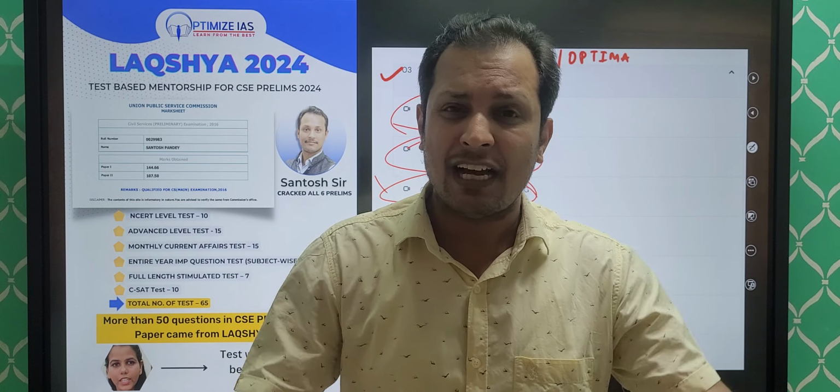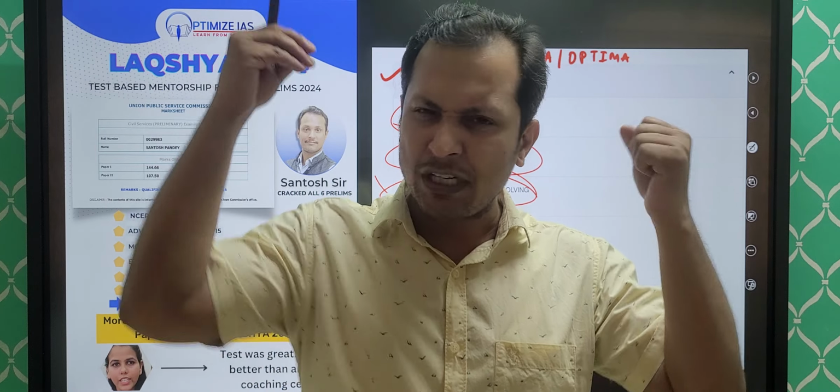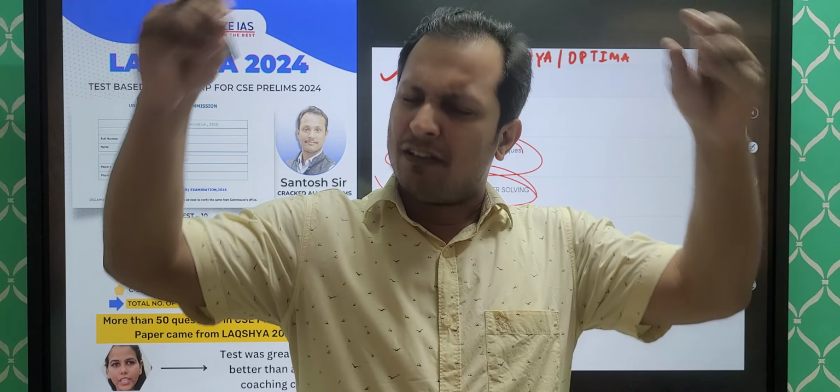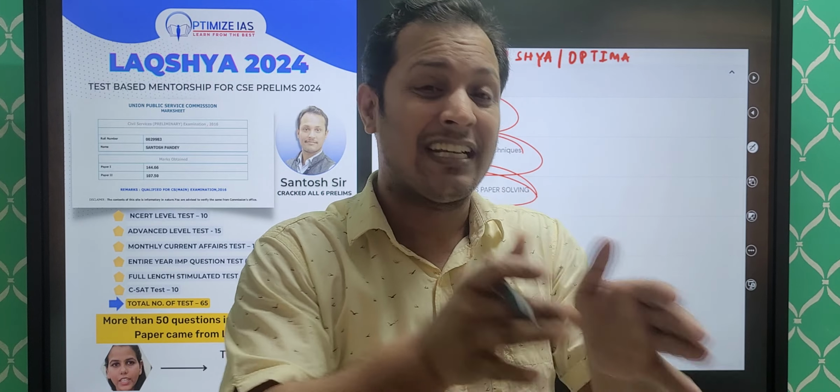Many students are willing to go to Delhi. They are willing to spend lakhs and lakhs of rupees. They go to Delhi, stay in a PG, wasting their time and energy, but they are not doing the right stuff which can help them crack prelims.